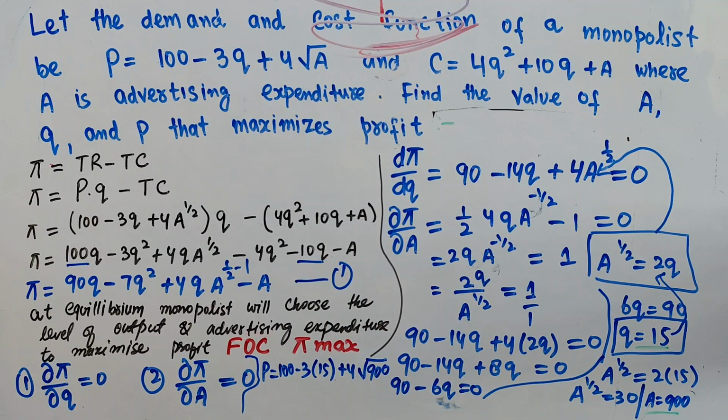When we solve this, so this is 100 minus 3 into 15 is 45, 100 minus 45 is 55, so we will get 55 plus under root 900 is 30, so 30 into 4 is 120, so we get 120 here. So P will be equal to 175. So the profit maximizing price will be equal to 175.